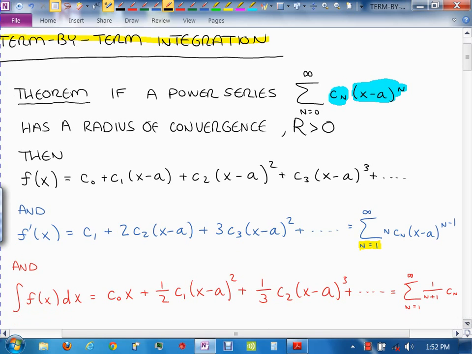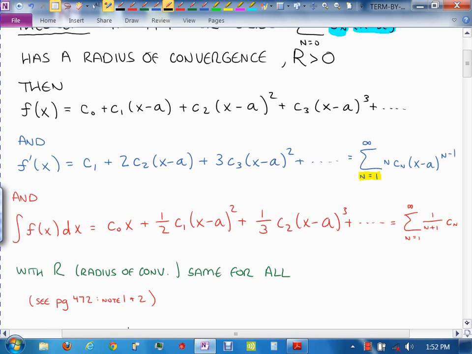Now, integration works the same way. If I want to take my original function and find the antiderivative of it, the integral, then I have to take the antiderivative of each term. So what's the antiderivative of a constant? The constant times x. What's the antiderivative? This is a constant here, c1.